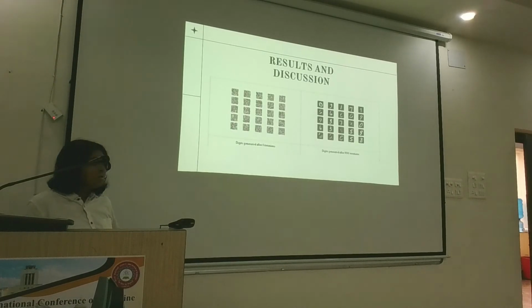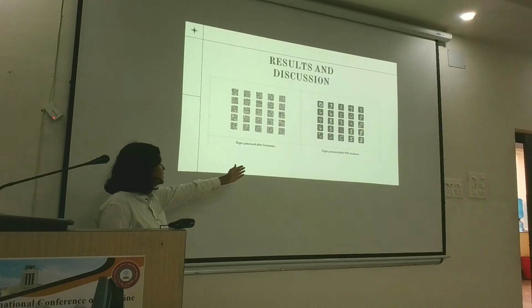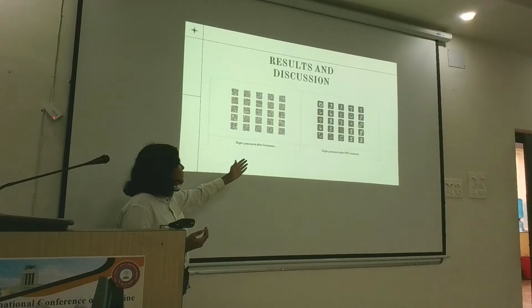Results and discussion: these are the digits generated after 0 iterations. We can see it is completely noisy and we cannot make out any digits from it. But these are the digits generated after 9,000 iterations. We can clearly make out most of the digits generated by the AI.